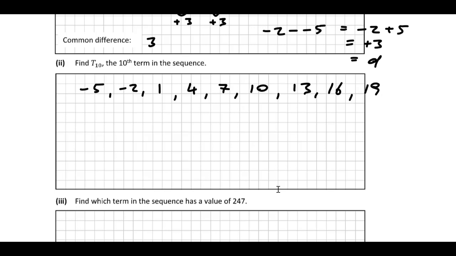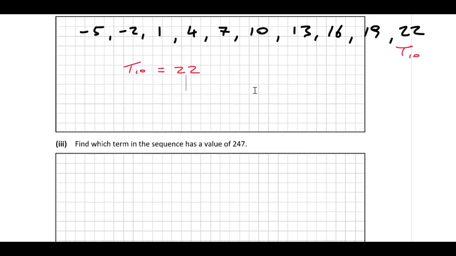How many have we gone up? 1, 2, 3, 4, 5, 6, 7, 8, 9. And then finally add 3 to 19. You get 22. So that's 1, 2, 3, 4, 5, 6, 7, 8, 9, 10. So 22, that's T10. So T10 is equal to 22. That's our answer there.